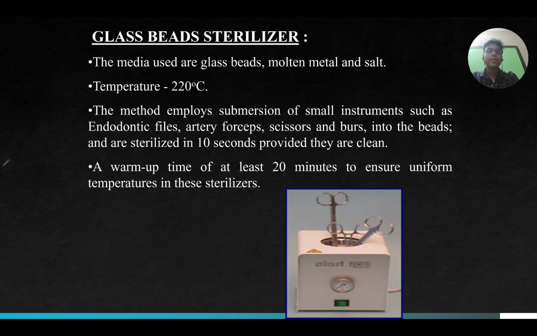Now coming to the glass bead sterilizer, in this the media used are glass beads, molten metal, and salt. Temperature is about 220 degrees Celsius. The method employs submersion of small instruments such as endodontic files, artery forceps, scissors, and burrs into the beads, and they are sterilized in 10 seconds provided they are clean. A warm-up time of at least 20 minutes is needed to ensure uniform temperature in these sterilizers.